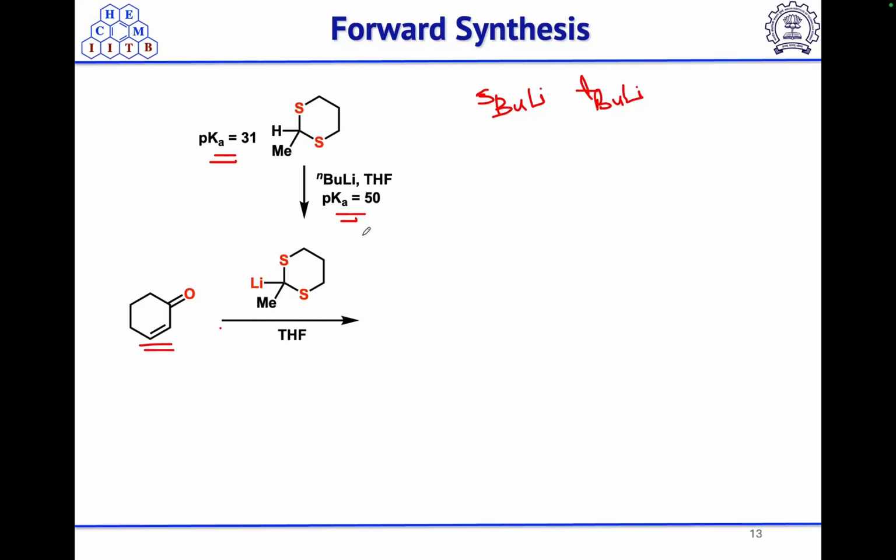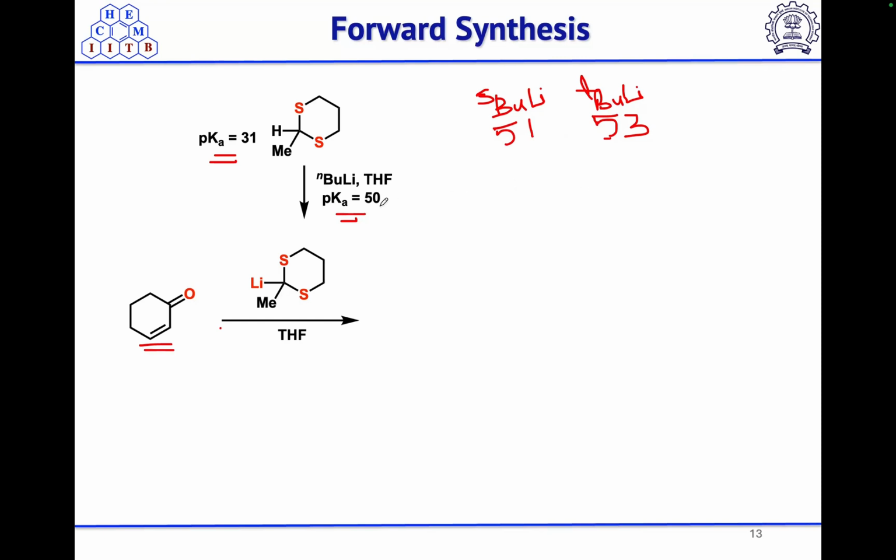Okay, no problem. The pK value of n-butyl lithium is 50. I'll mention the pK value of secondary butyl lithium, that is 51, and tertiary butyl lithium, that is 53. These are the corresponding pK values of secondary butyl lithium and tertiary butyl lithium.